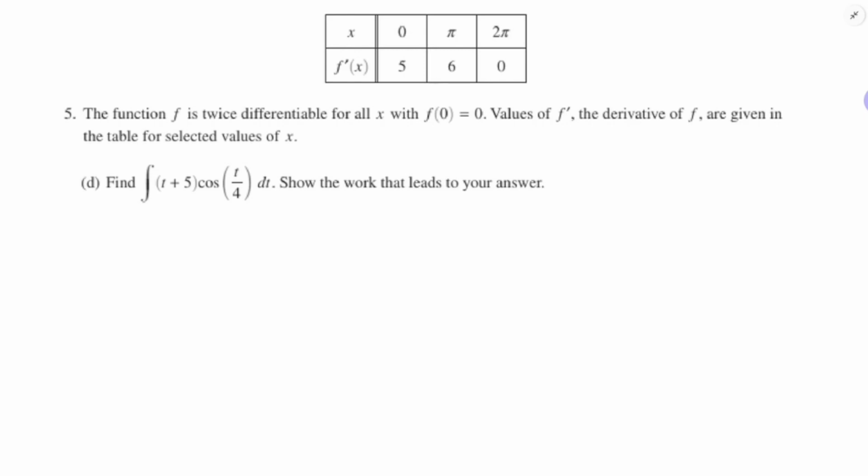We see that t plus 5 times the cosine of t divided by 4. It's like, this is not going to be u-substitution. This one is going to be integration by parts. So I'm going to say, all right, ILATE.